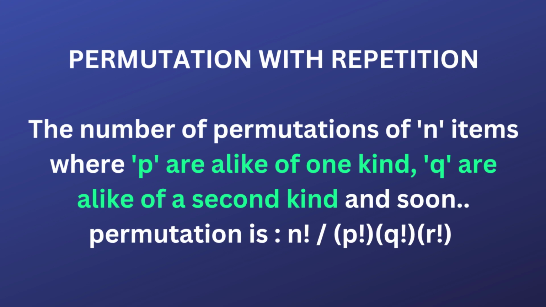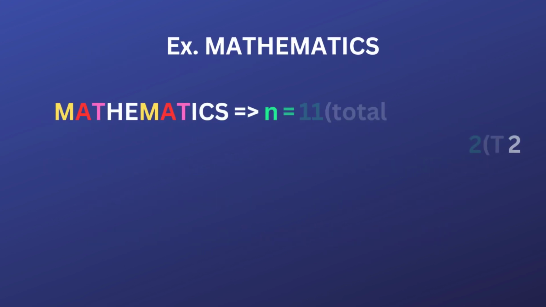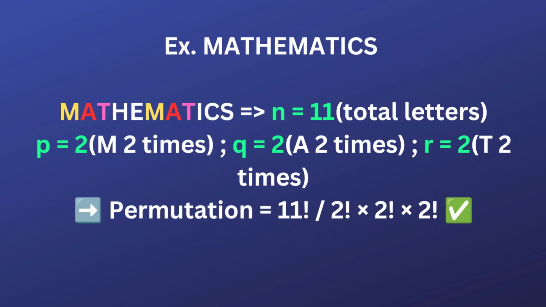Permutation with repetition. If some objects repeat, like letters in a word, we divide by the factorial of their repetition. The formula becomes factorial n divided by factorial p, factorial q, factorial r, where p, q, r represent how many times each object is repeating. Example. In the word mathematics, there are 11 letters. Here, M, A and T repeat twice. So total distinct arrangements are factorial 11 by factorial 2 into 2 into 2.